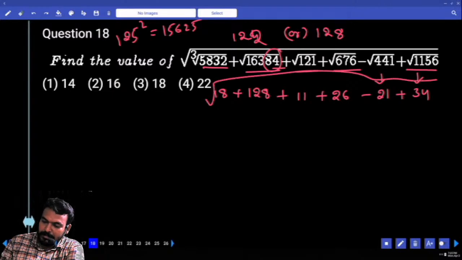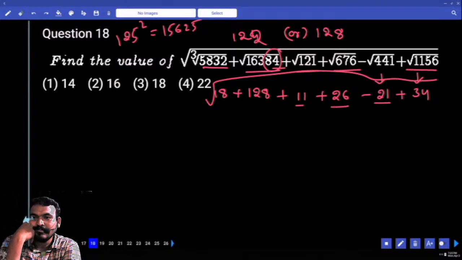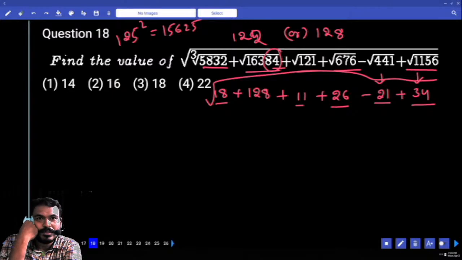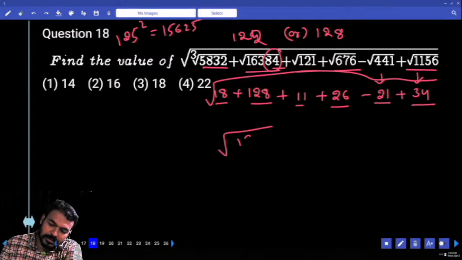First plus 11, minus 21, minus 10, plus 26. 16 plus 34, 50 plus 18, 68 plus 128, 196. Square root of 196.